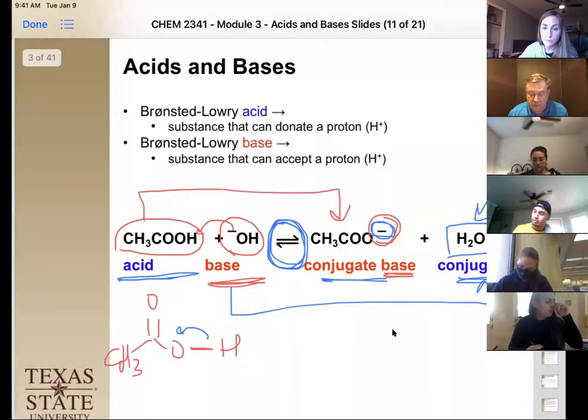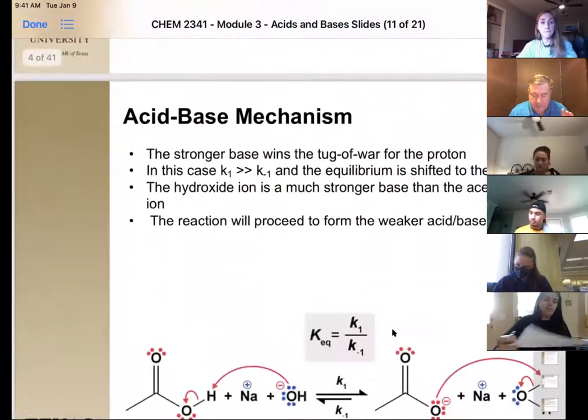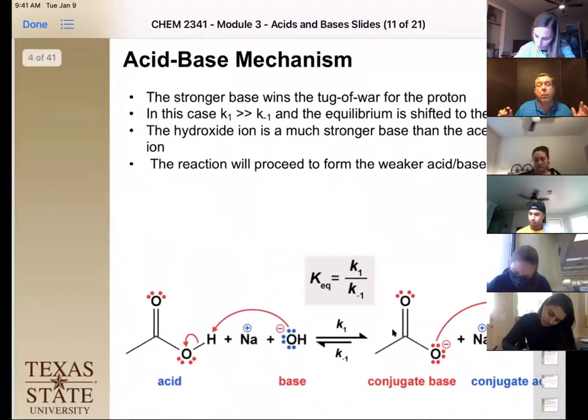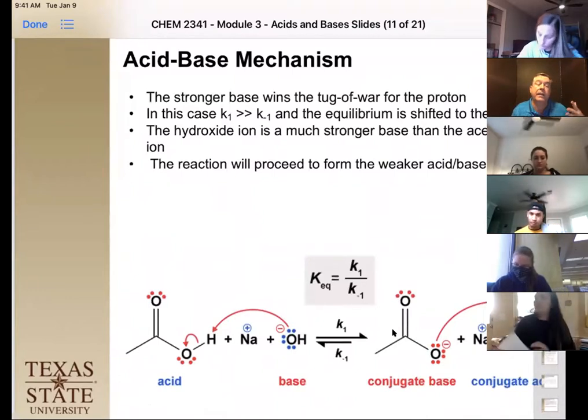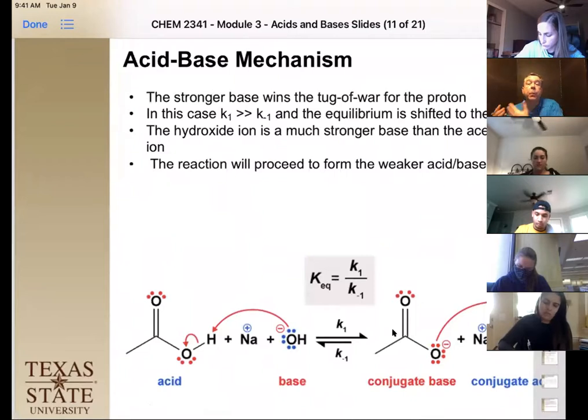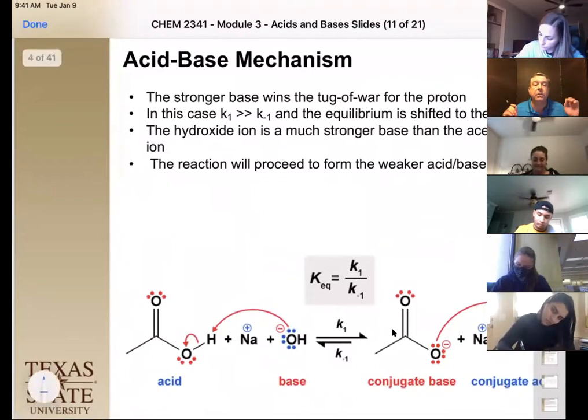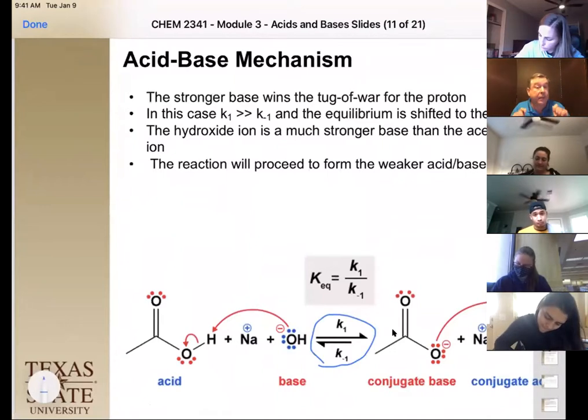Okay. So why do you care? Well, you care because it tells us something about the whole concept of why reactions move forward, okay? Reactions move forward because they want to go from the stronger acid and/or base to the weaker acid and/or base, okay? Even if they're in equilibrium, the equilibrium will shift to the weaker acid or weaker base, okay? So, the way we think about that is the stronger base always will win the tug of war with the proton most of the time. Notice I said most of the time because we still have an equilibrium.